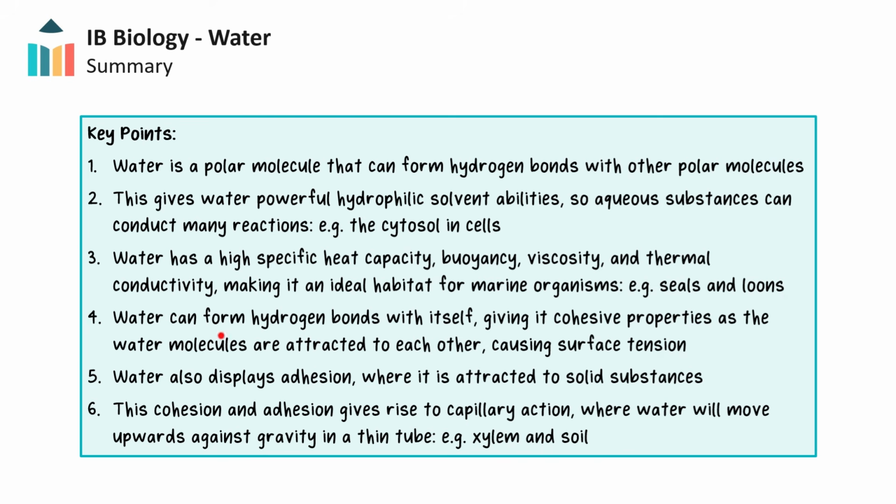Since water can form hydrogen bonds with itself, this gives it cohesive properties, as the water molecules are attracted to each other, causing surface tension. Water also displays adhesion, where it's attracted to solid substances. This cohesion and adhesion gives rise to capillary action, where water will move upwards against gravity in a thin tube. This is seen in plant xylem and in soil. Together, these attributes make water a fundamental and dynamic component of both biological systems and the natural environment.